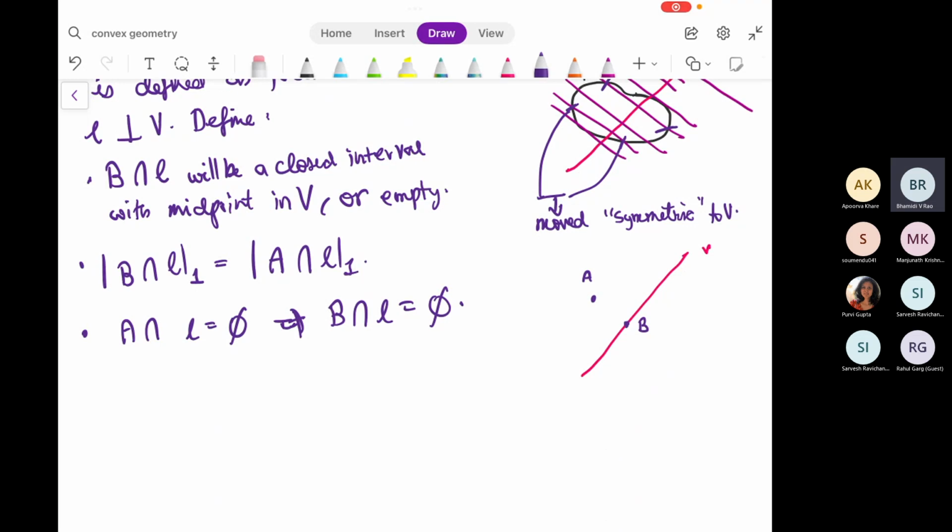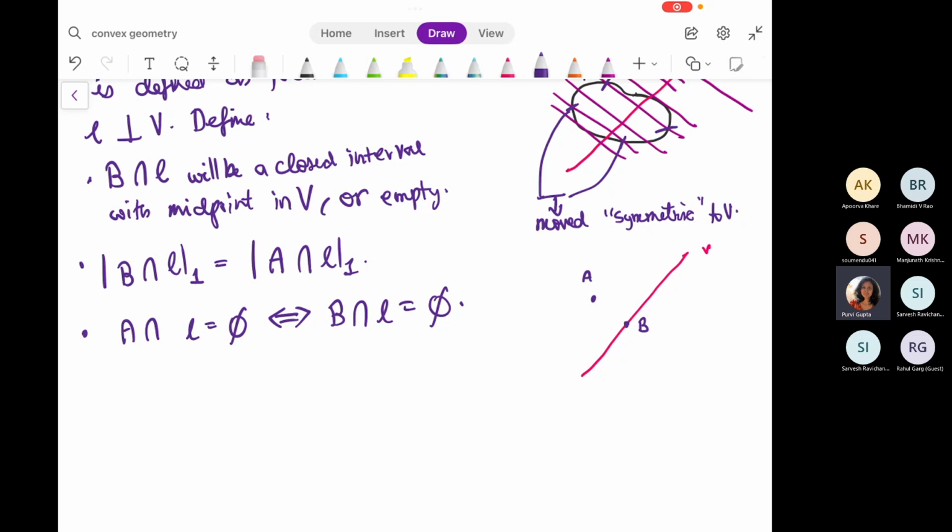Just one question. Suppose I take A to be a singleton, what prevents me from taking B to be the empty set? The condition that if A intersection L is empty, then B intersection L is empty. Oh, I see. That's an if and only if. Right, so you define B intersection L as empty if A intersection L is empty. I didn't write it as an if and only if, but that's how it should be.